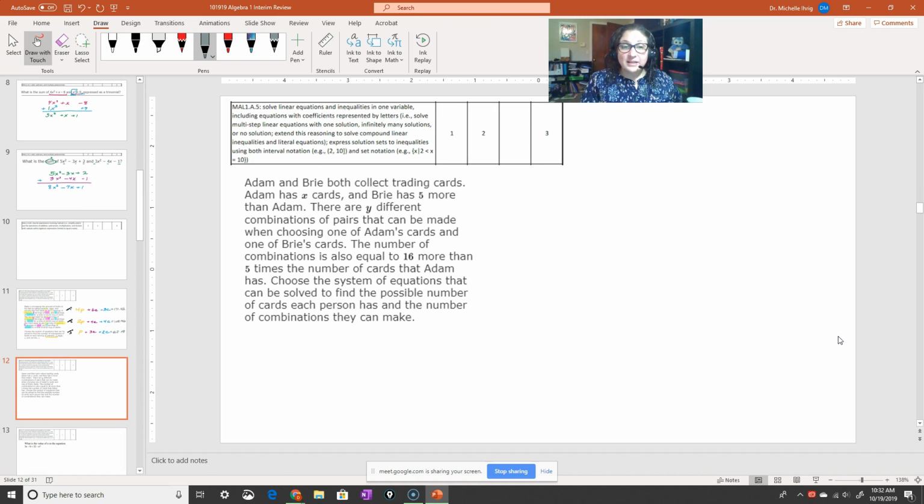Let's look at another one just like that. Adam and Bree both collect trading cards. Adam has X cards. Bree has 5 more than Adam.